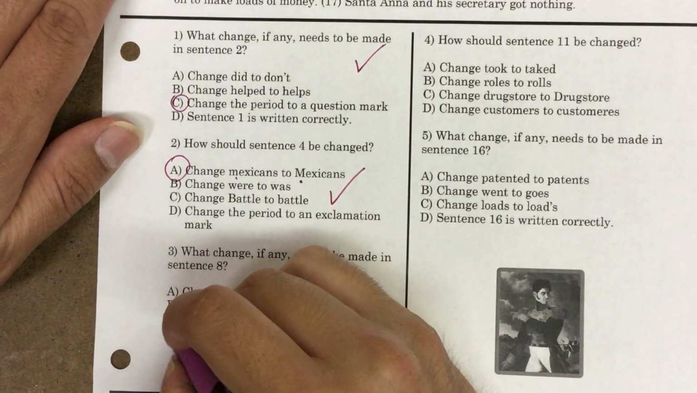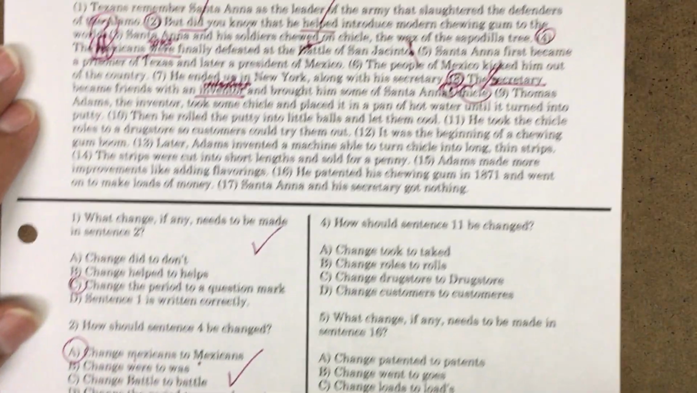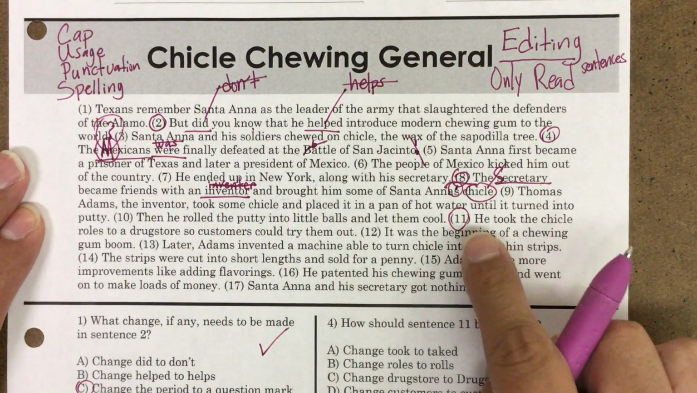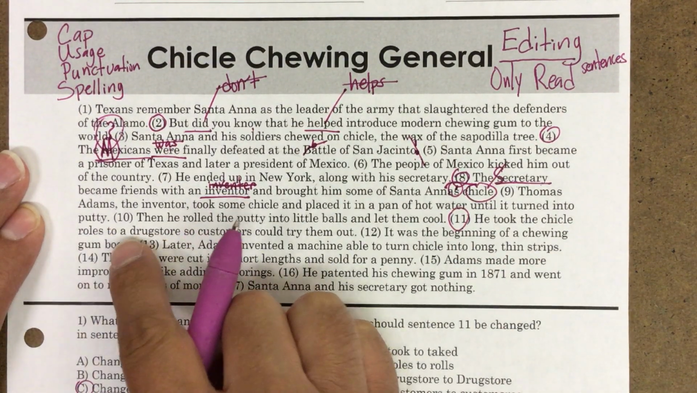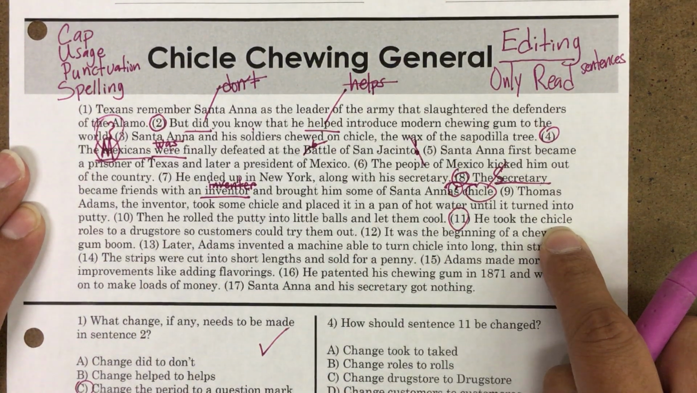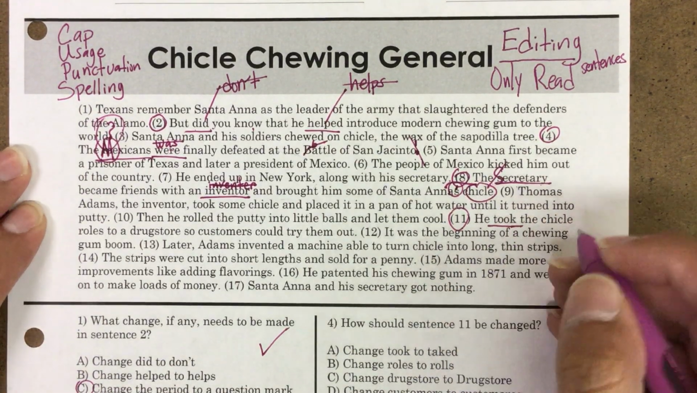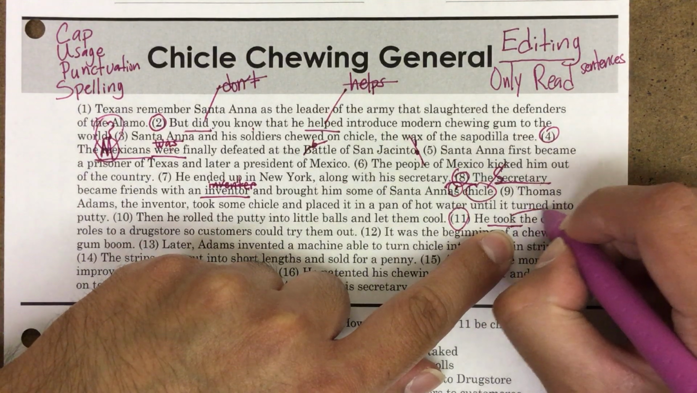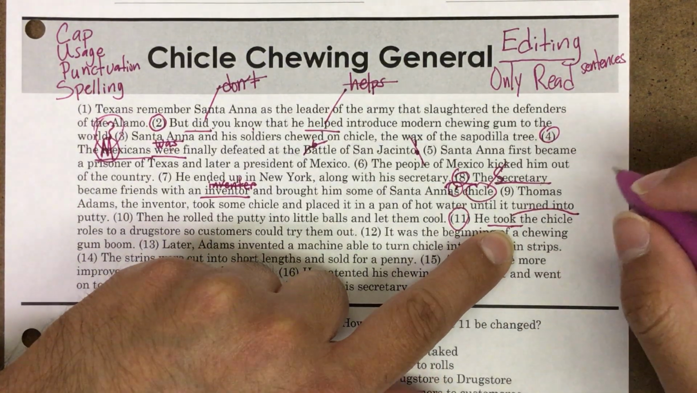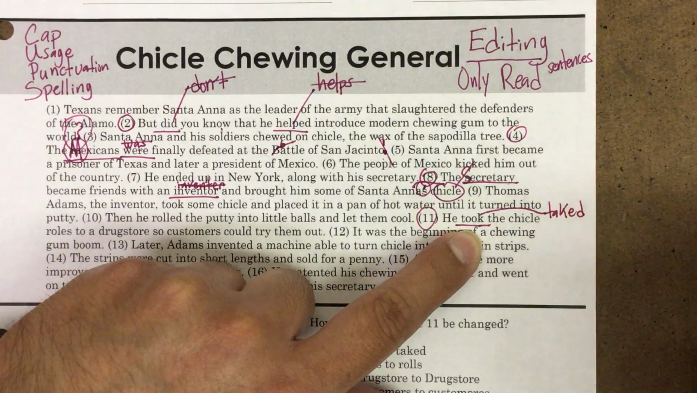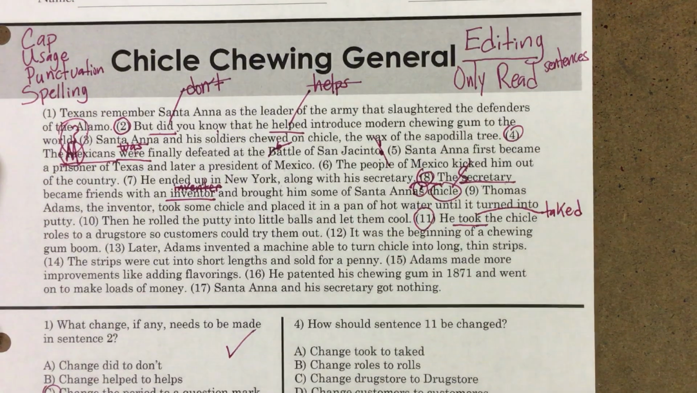So it's C. Boom. Number 4, how should sentence 11 be changed? Let's read it. He took the Chicle rolls to a drugstore so customers could try them out. Remember, Chicle means gum. They want us to change took to taked. That sounds a little weird, but I'm still going to write the possible edit just to plug it in. I can always eliminate it.